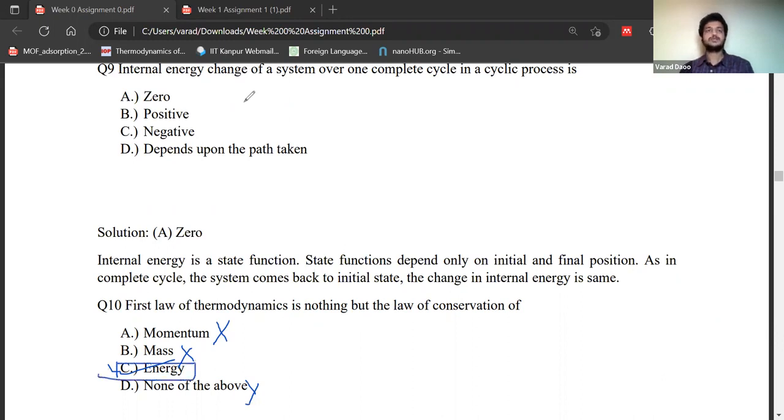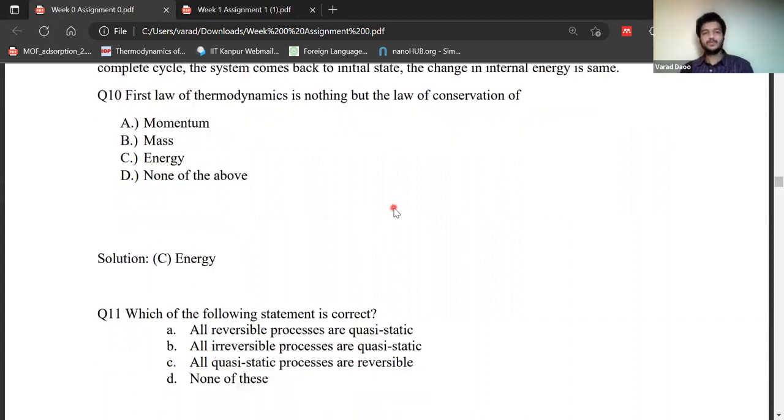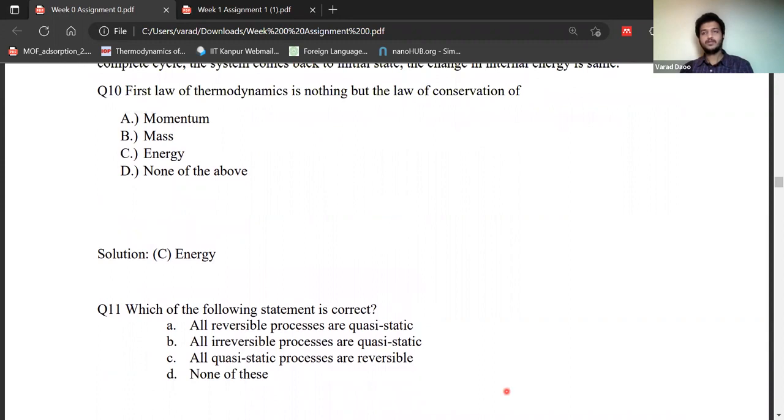So anybody has any question? I'll wait for a minute. Nobody asks, then we'll go further. So the correct answer is C, energy, right? Anybody has any questions? So let us go to the next question, which is, which of the following statements is correct? All reversible processes are quasi-static processes, all irreversible processes are quasi-static processes, all quasi-static processes are reversible, and none of the above, right?